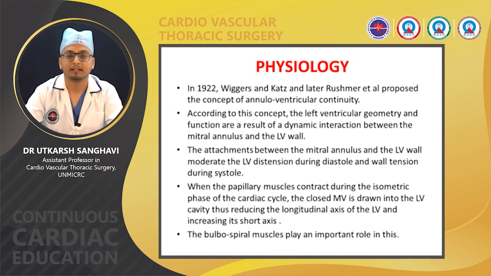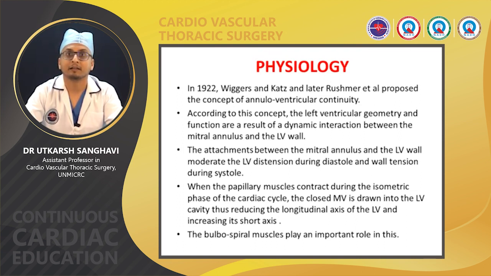First we'll understand the physiology, how the mitral valve works and what is the role of the subvalvular apparatus. In 1922, Wiggers and Katz, and later Rushmer and his team, proposed the concept of annuloventricular continuity. According to this concept, the left ventricular geometry and function are a result of the dynamic interaction between the mitral valve annulus and the left ventricular wall. These attachments between the mitral valve annulus and the LV wall, which is nothing but the subvalvular apparatus, moderate the LV distension during diastole and the wall tension during systole.